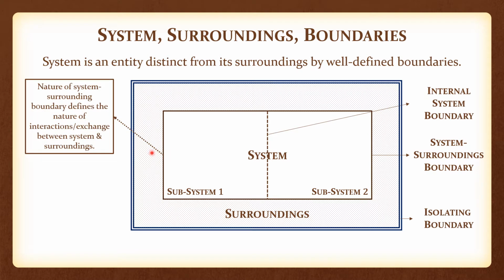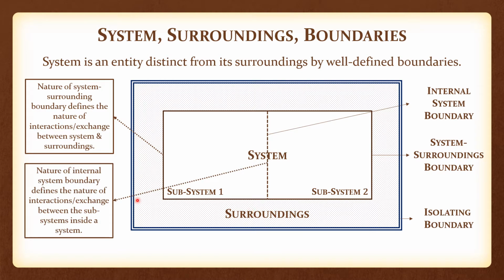Now what we observe is that the nature of the system surroundings boundary defines the nature of interactions or exchange between the system and the surroundings. So we will spend some time defining the different types of boundaries, which will essentially determine the nature of interactions that exist between system and surroundings. And in all of these interactions, we are ultimately interested in energy of the system, and how that energy of the system is exchanged with the surroundings. Nature of the internal system boundary, by the same logic, defines the nature of interaction or exchange between the two subsystems inside the system.